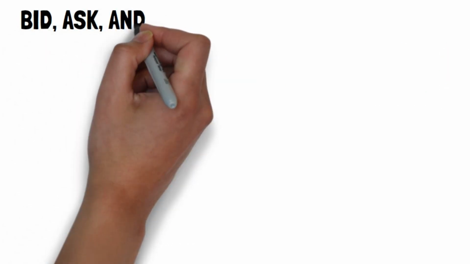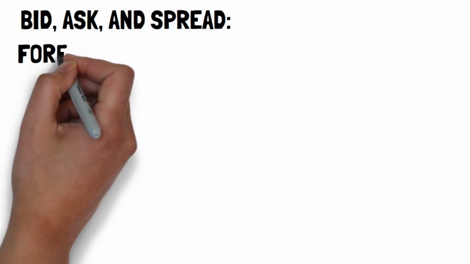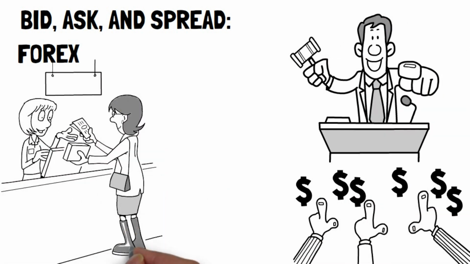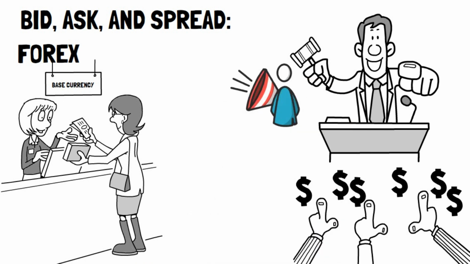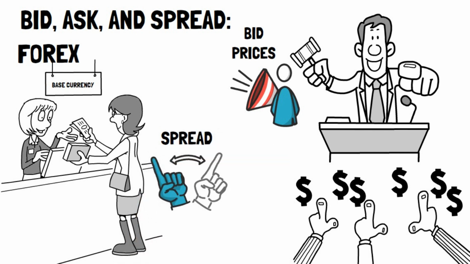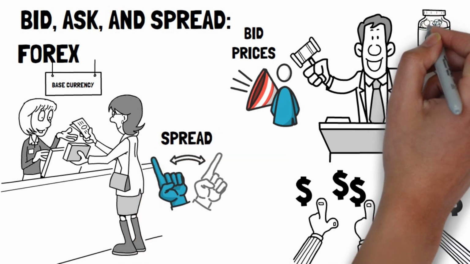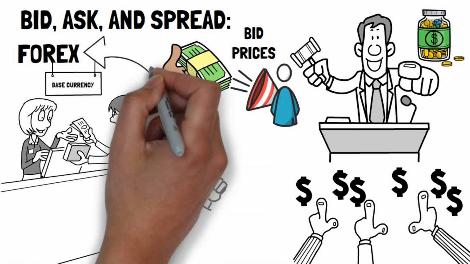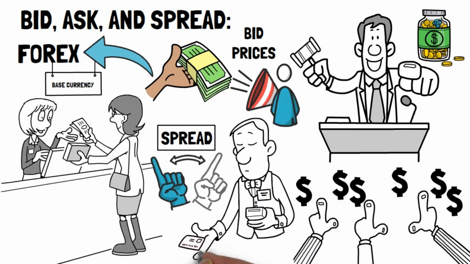Bid, ask, and spread. In the Forex market, transactions involve bid and ask prices. When buying, the ask price for the base currency is paid, and when selling, it's done at the bid price. The difference between these prices, known as the spread, includes the dealer's profit and transaction cost. This spread acts as the fee for entering the market, and brokers may offer different spreads, some of which are variable based on market conditions.